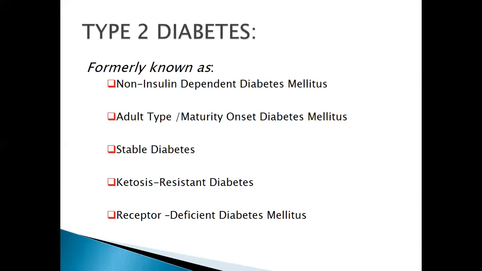But recently, they have discovered that we actually have patients who are young who may suffer from type 2 diabetes mellitus. So this is known as stable diabetes, ketosis resistant diabetes, and receptor deficient diabetes mellitus. So there's actually no decrease in the amount of insulin produced in your beta cells. What's wrong in type 2 diabetes are actually the receptors.